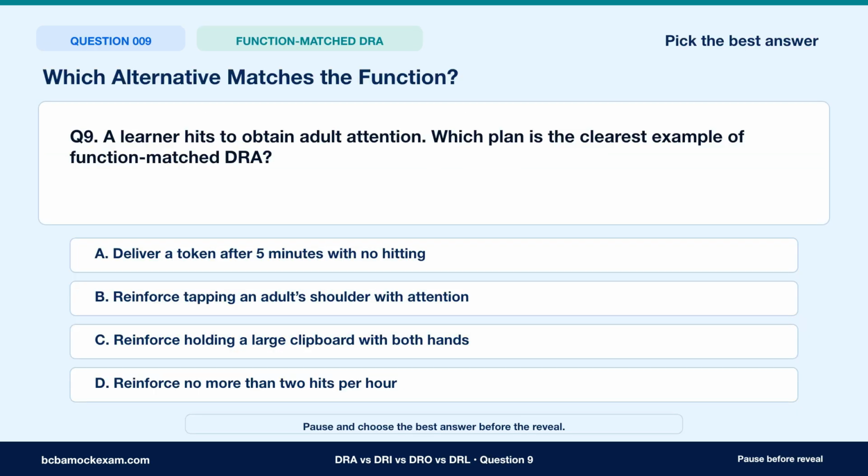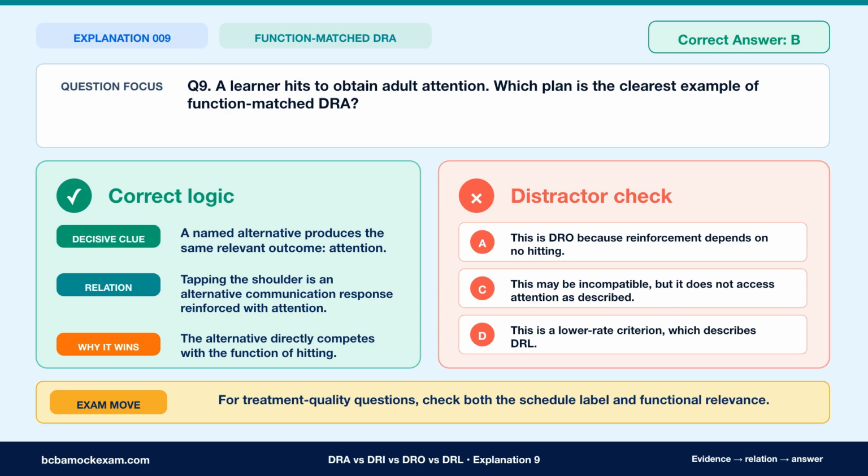Question 9. A learner hits to obtain adult attention. Which plan is the clearest example of function-matched DRA? The choices are A. Deliver a token after 5 minutes with no hitting. B. Reinforce tapping an adult's shoulder with attention. C. Reinforce holding a large clipboard with both hands. D. Reinforce no more than 2 hits per hour. Match the alternative to the maintaining outcome. Pause and choose. This item resolves to be reinforce tapping an adult's shoulder with attention. Tapping the shoulder is an alternative communication response reinforced with attention.